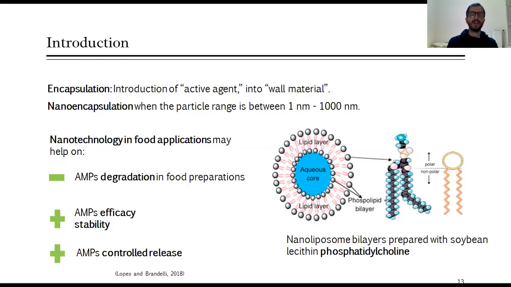We can talk about nanoencapsulation when the particles formed or produced are in a range between 1 and 1000 nanometers. Nanotechnology in food applications may help reduce antimicrobial degradation in food preparation, improve antimicrobial peptide efficacy and stability, and improve antimicrobial peptide controlled release.